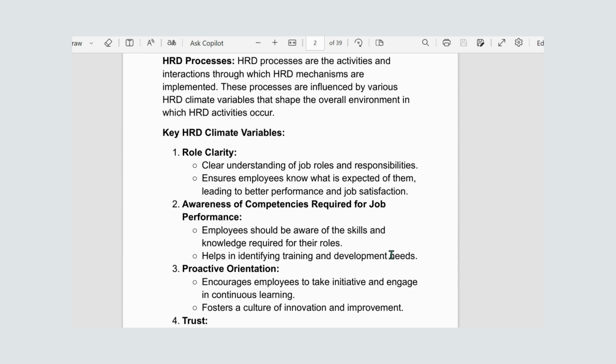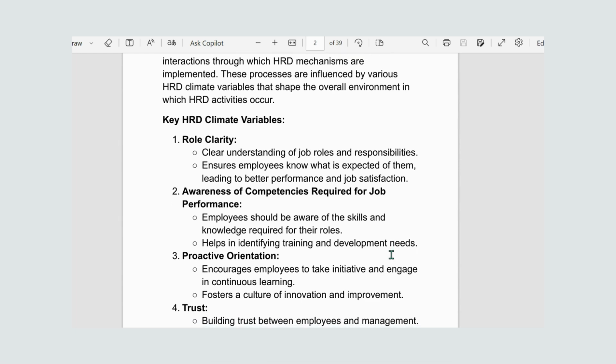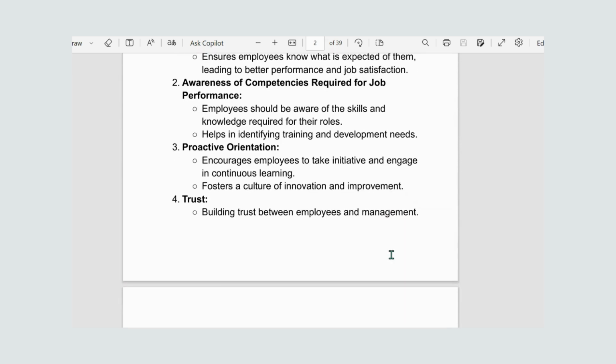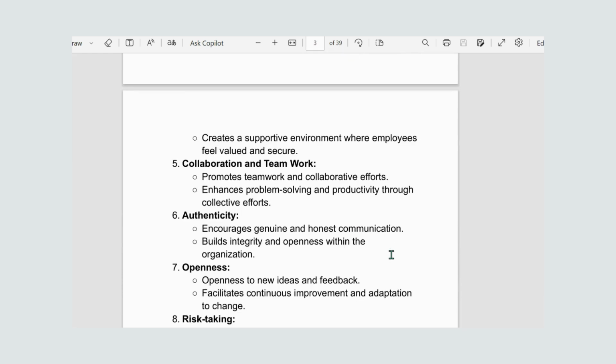Also, it is proactive orientation. That means it encourages employees to take initiative and engage in continuous learning. It also leads to trust, because building trust between employees and management is very important. Collaboration and teamwork also promote collaborative efforts. Authenticity is the other point. It encourages genuine and honest communication. Also, openness leads to new ideas and feedback.